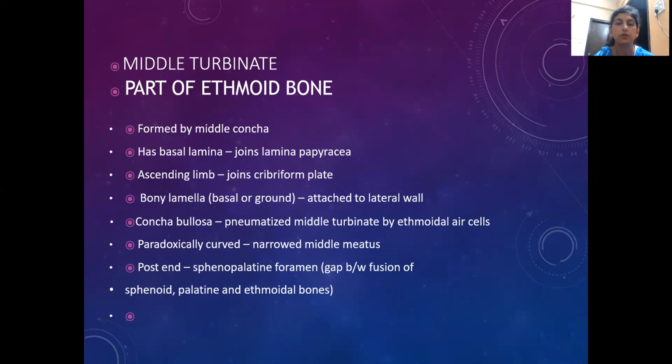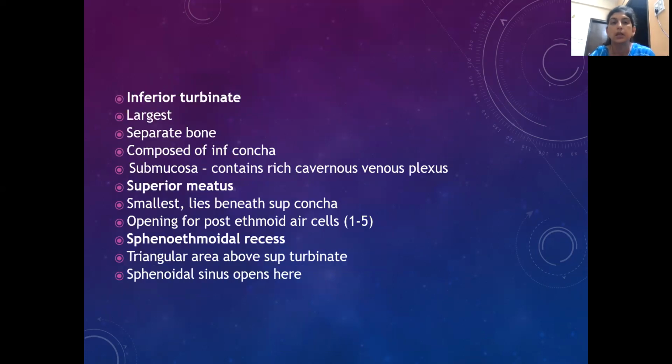One of the anatomical variants of the middle turbinate is concha bullosa, which is a middle turbinate pneumatized by the ethmoidal air cells, seen on CT scan. Then the paradoxically curved middle turbinate, which causes narrowing of the middle meatus. Then the inferior turbinate, which is the largest, and it is a separate bone. It is composed of the inferior concha, and the submucosa of this area contains a rich cavernous venous plexus.